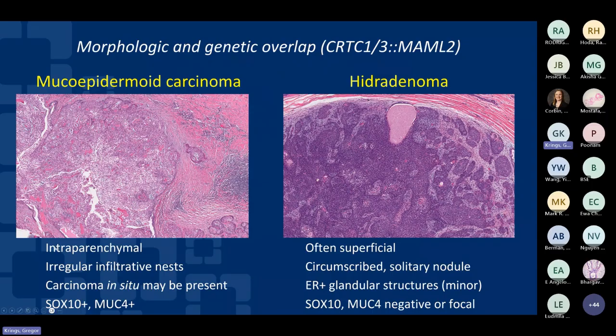Some features that can be helpful: mucoepidermoid carcinomas often tend to be more intraparenchymal and present as irregular infiltrative nests. And if there's an in situ carcinoma component present, that can be very helpful. Whereas hidradenomas often, but not always, are more superficial. They typically tend to be more circumscribed and solitary. And they oftentimes also have a minor component of small ER-positive glandular structures that are not present in mucoepidermoid carcinomas.